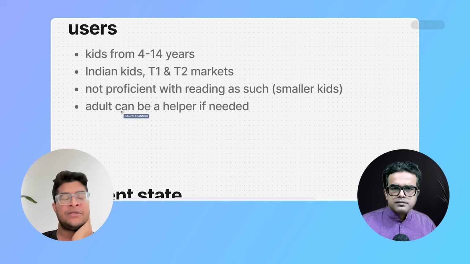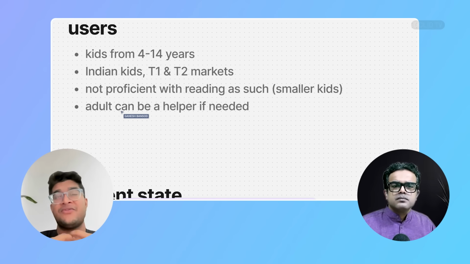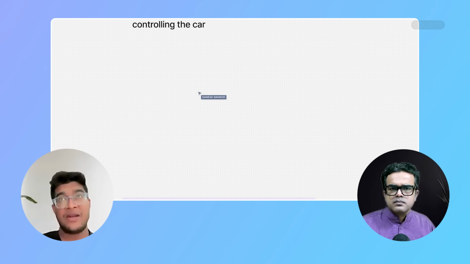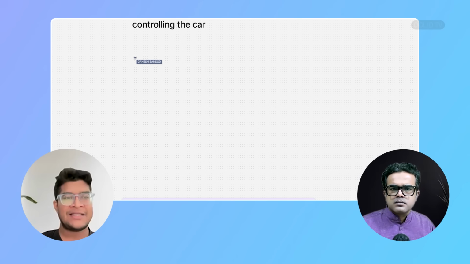These are kids, so generally they would have smaller hands. It will be difficult for them to reach across the phone. Nowadays the phones are very big. A way of controlling the car with both hands would be more of a landscape.